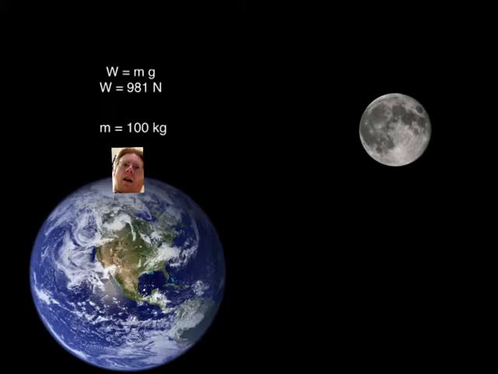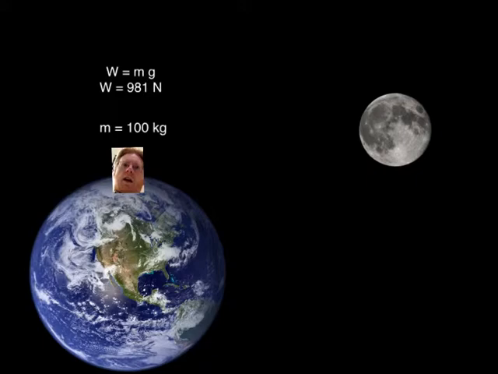Weight is a force. It's the force of gravity pulling down on an object. And that weight, because it is a force, is measured in newtons. And because it is a force, like any other force, it is equal to a mass times an acceleration. Only in the case of weight, the acceleration is something very specific here on the surface of the Earth. It's 9.81 meters per second squared, the acceleration due to gravity that we've seen before.